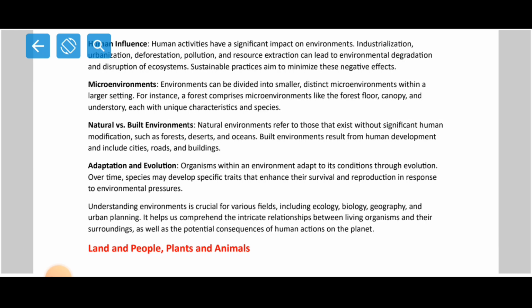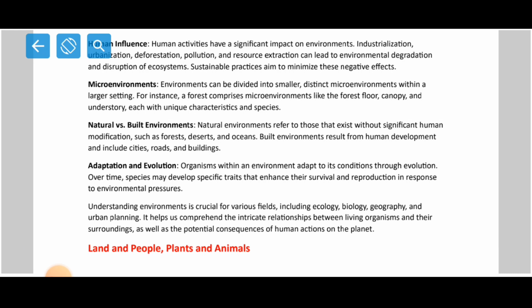So understanding environment is very important. That's why this subject is given from the primary level itself, right? We are going to write the exam for MTET Paper 1, which is for the primary or LP level, so here we need to study many things about environment. In a way, this will help us build a positive attitude towards the environment, all right? Understanding environment is crucial for various fields: in ecology we study environment, in biology we study environment, in geography we study environment, and urban planning, right?